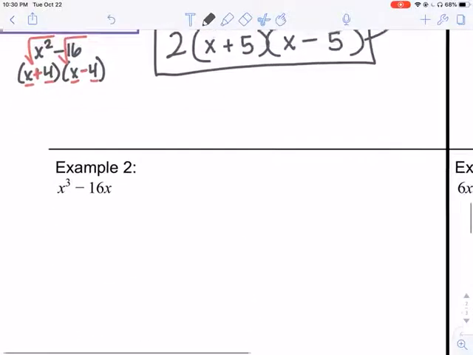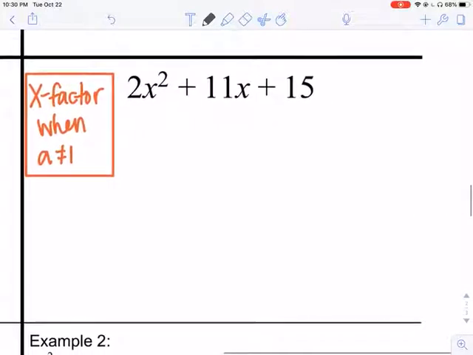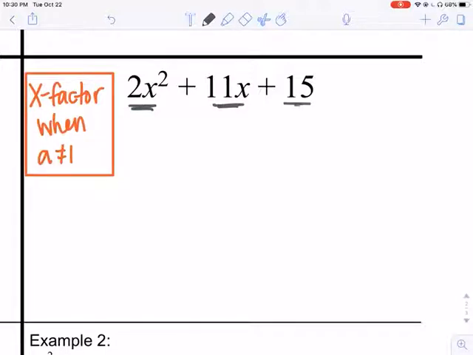Again, I'm going to do the other examples in another video. Check it out. And then the last one is something that looks like this. This is the x factor when a does not equal 1. So again, we see the 3 terms, which is going to tell us that we're using the x factor. But this time, I'm going to first check for a GCF.